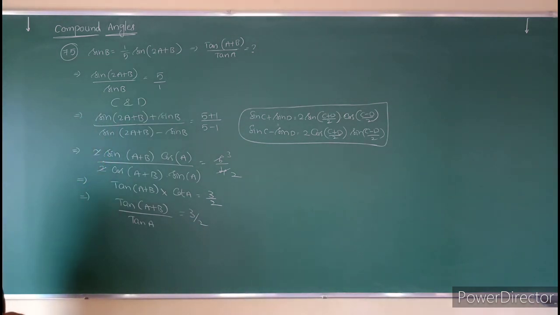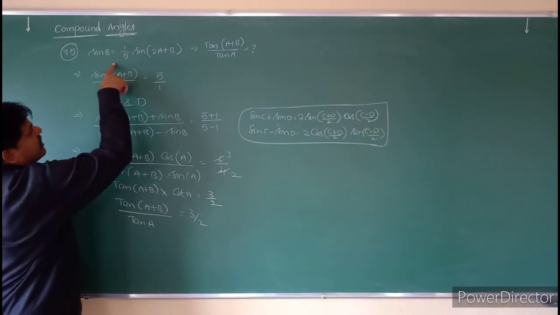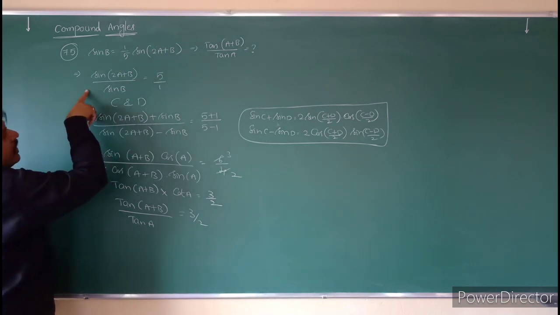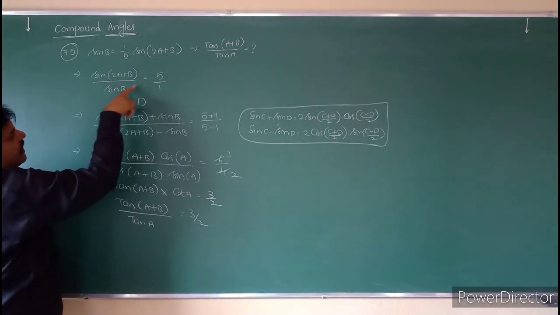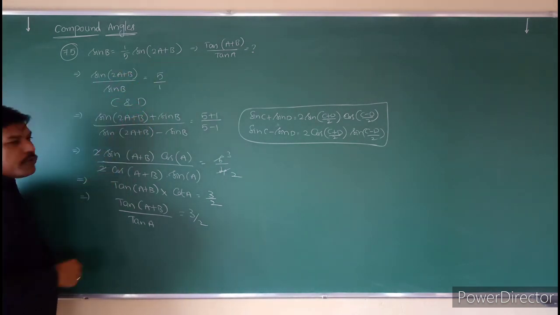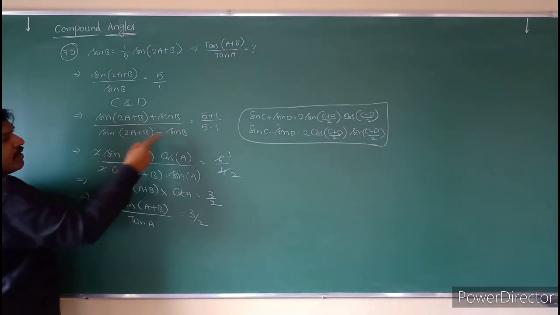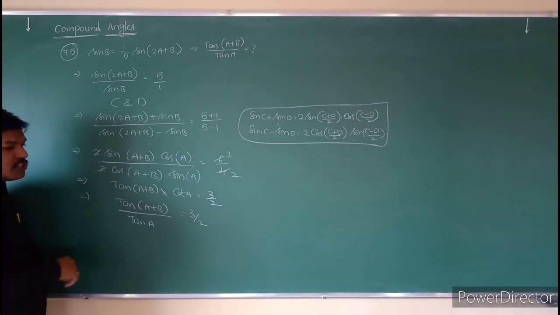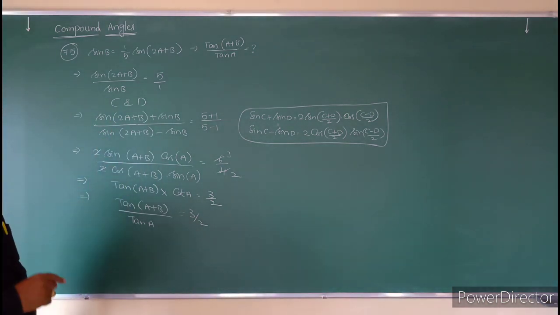So see that one, students. So what I am taking is that sin b is equal to 1 by 5 into sine of 2a plus b. So from this one, sine of 2a plus b by sine b is equal to 5 by 1. Use the componendo and dividendo. So a plus b by a minus b is equal to c plus d by c minus d. So apply the transformation formula, you will get the answer. Okay.